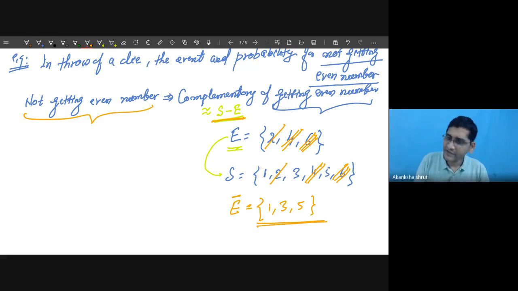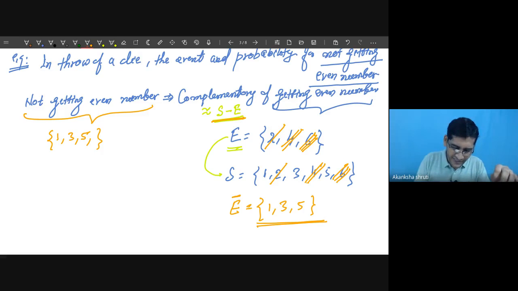So this even we have to check from 1 to 6. 1 is not even, we shall write. 2 even, not write. 3 not even, we shall write. 4 even, so we shall not write. 5 not even, so we shall write. 6 is again even. It's okay, up to the sample space we shall go. So we are writing it this way.